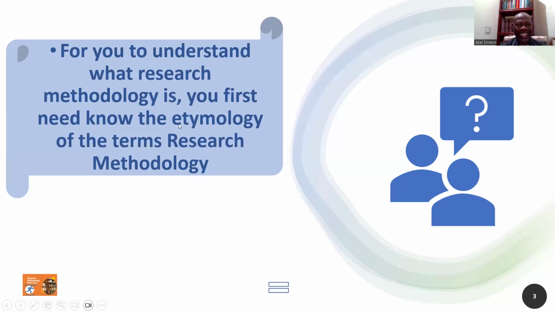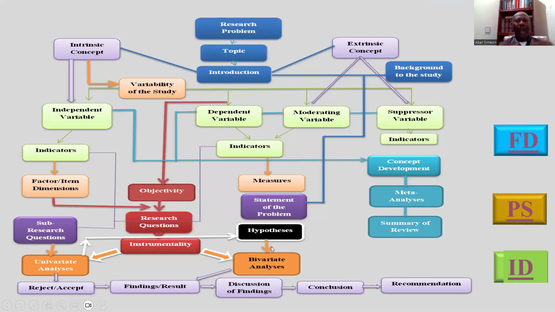with respect to the etymological terms. State by state, what is research methodology? Where did it start from? How do you go about it? You just need to appreciate those terms. And what I mean by that is what I want to show you in a minute. You'll see how research methodology looks.